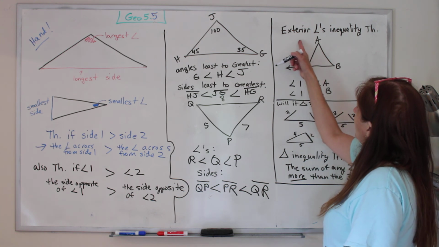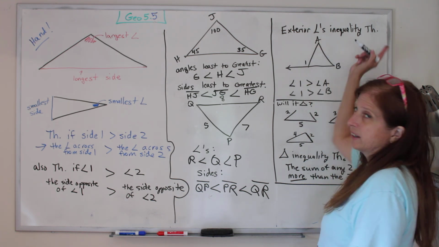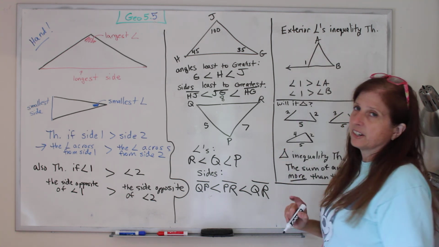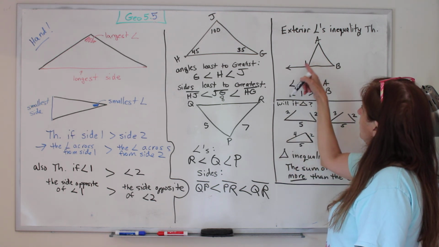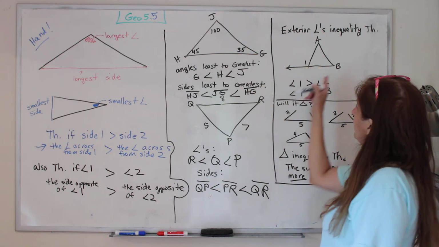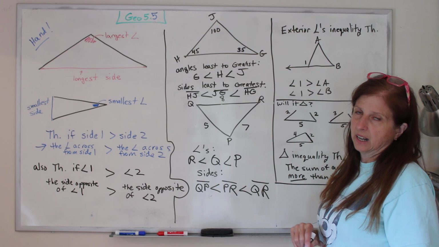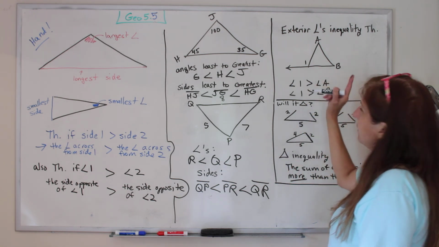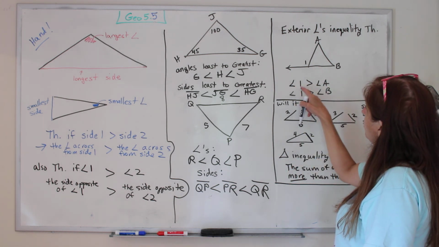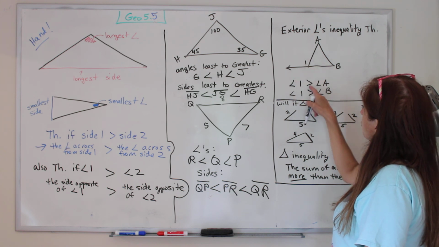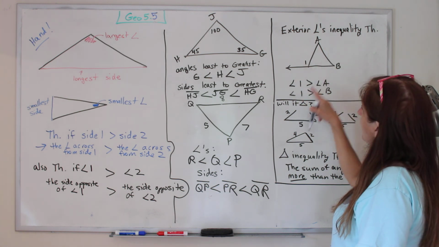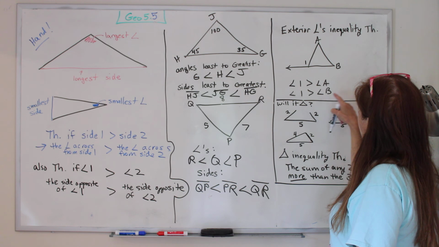The exterior angles inequality theorem. That's an exterior angle. Remember, it's an angle. If you continue a triangle line straight, it makes an angle. So angle 1. This is the theorem. Angle 1 is greater than angle A. Angle 1 is greater than angle B.